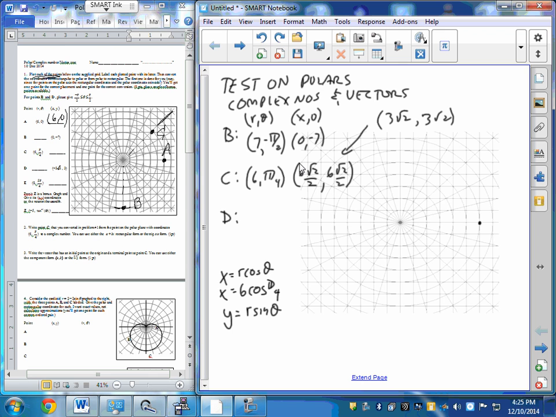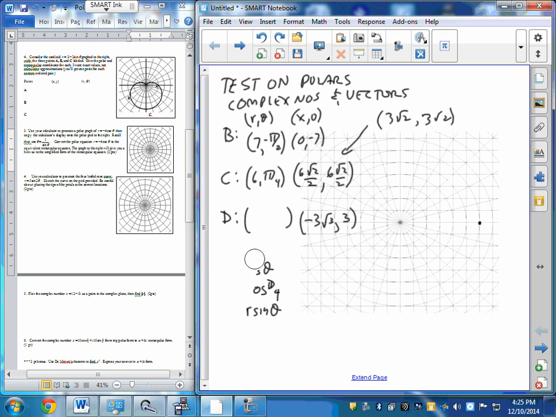Okay, point D. Point D is given in XY as -3 square roots of 3, 3. And the task is to find the R and the theta. These are a little bit more interesting. We do know that R is square root of x squared plus y squared. So R can be square root of 9 times 3 plus 9, square root of 36, which is 6. So R is 6. And then we just need to figure out the theta value.